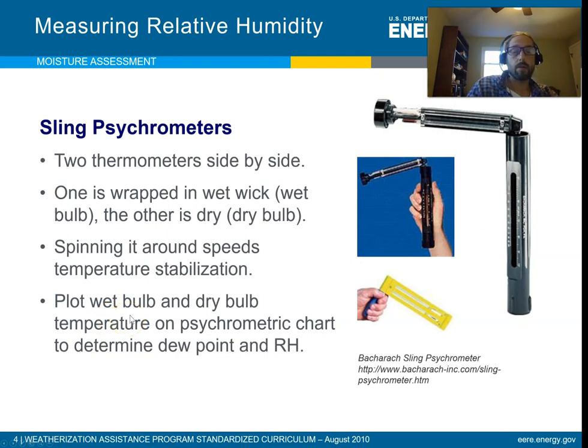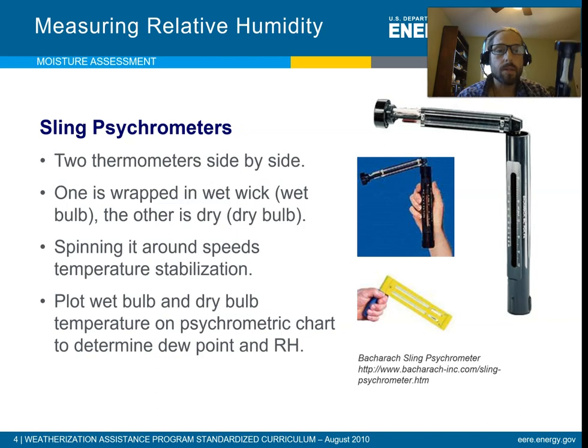There's a lot of different equipment that we can use to evaluate the relative humidity. One of the most common ones, and we actually have one right here, is called a sling psychrometer. This is a picture of it on the slide. But this thing, you can spin it around. Hopefully you can see what I'm doing. You spin this thing around.